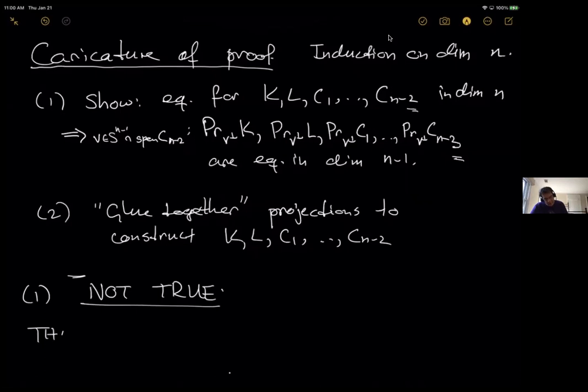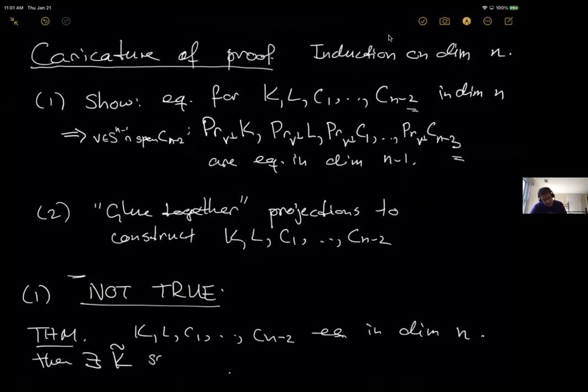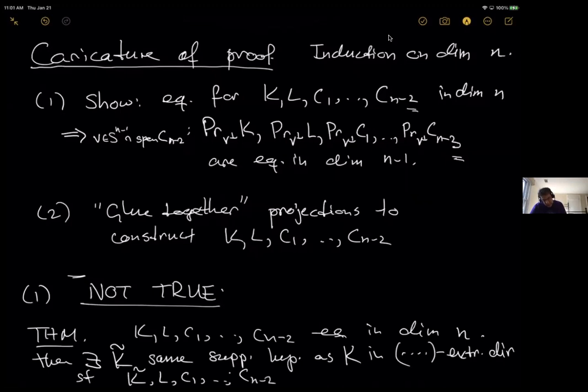but what we can prove is that if K, L, C1 to Cn minus 2 is an equality case in dimension n, then we can modify K. Then there exists a K tilde that has the same supporting hyperplanes as K in all of the relevant extreme directions, such that K tilde, L, C1 to Cn minus 2 satisfies step 1.